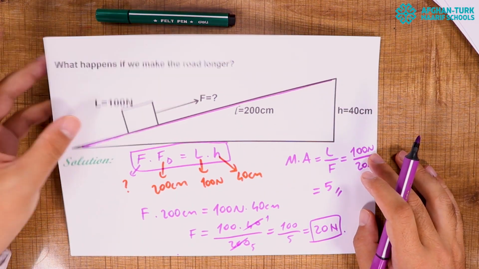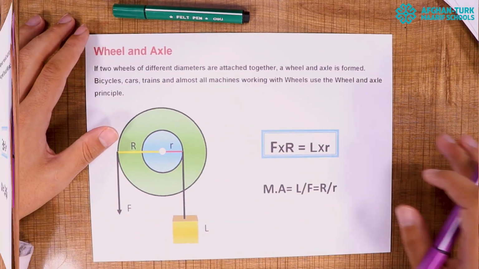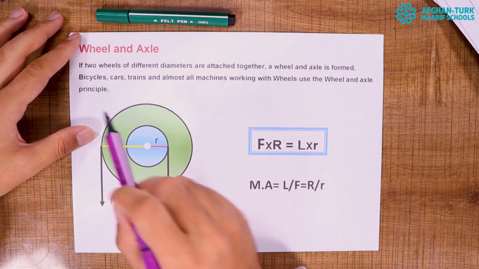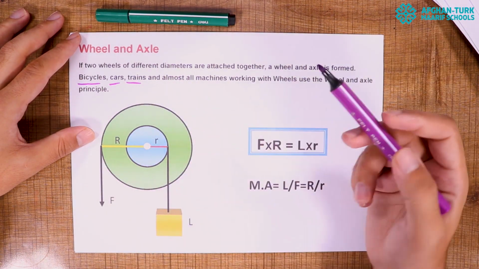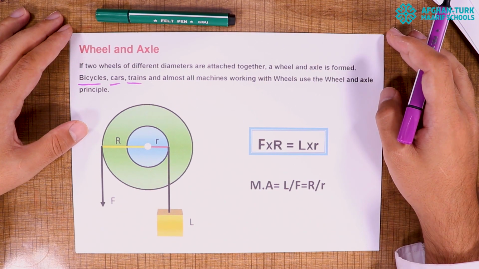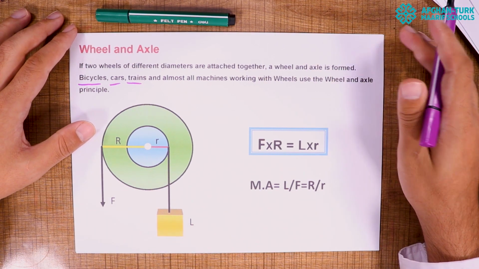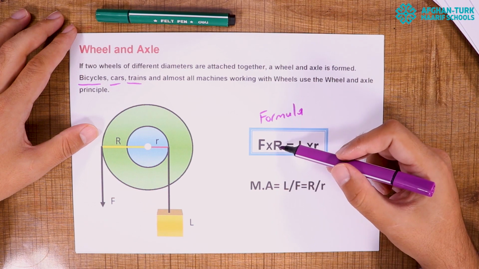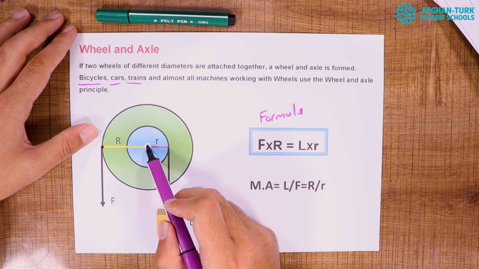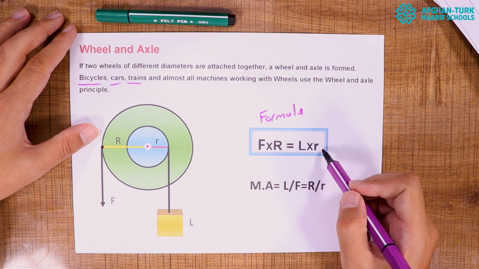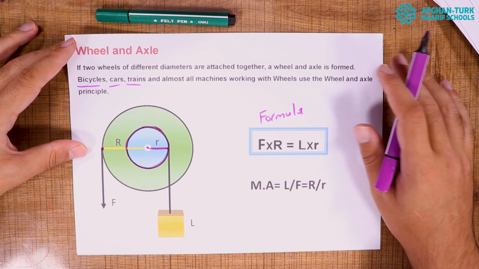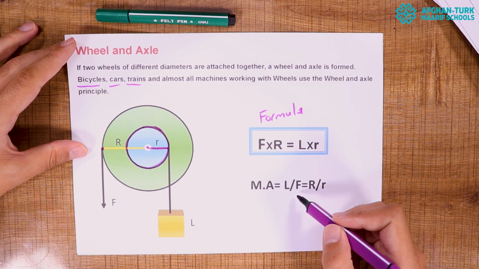Okay, let's continue with the wheel and axle, which is the last part. If two wheels of different diameters are attached together, a wheel and axle is formed. For example, bicycles, cars, trains, almost all machines that work with wheels use the wheel and axle principle. And this is quite easy. Again, we have the same formula. Force times force distance, which is the diameter of the wheel, the bigger one. Load times load distance, which is the diameter of the small wheel. And the mechanical advantage in wheel and axle is load divided by force, again the same.